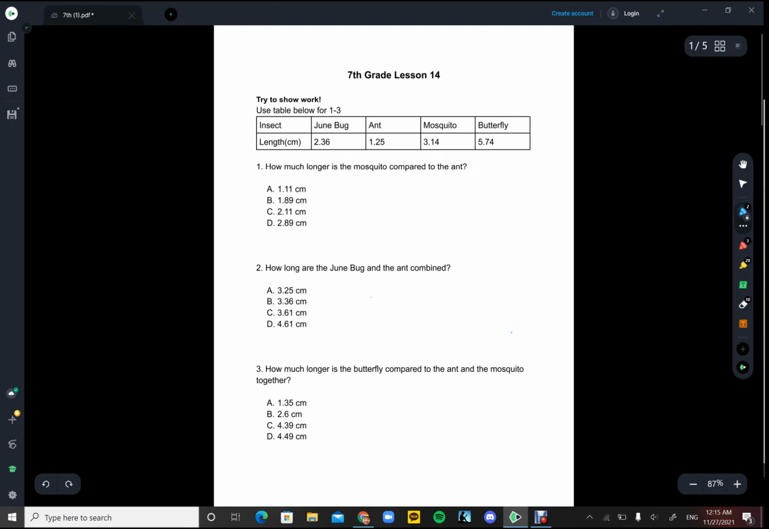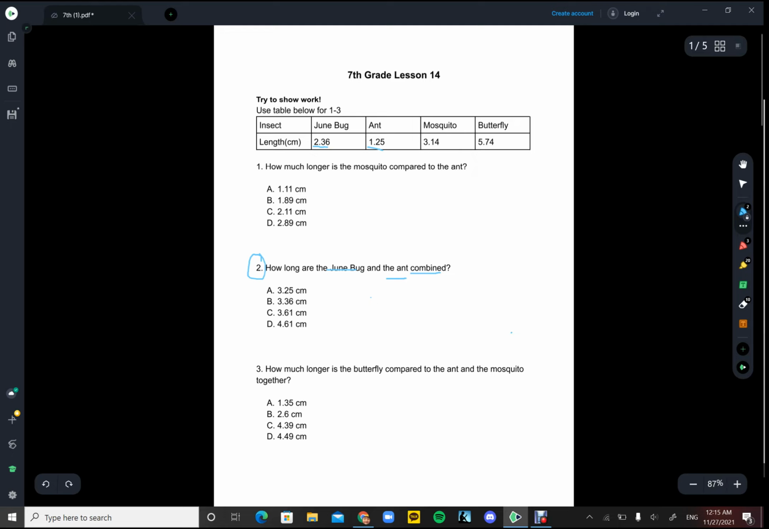So let's try with number 2. Number 2 asks how long the June bug and the ant are combined. The June bug has a length of 2.36 centimeters and the ant has a length of 1.25 centimeters. And when it asks for combined, it is asking for addition.